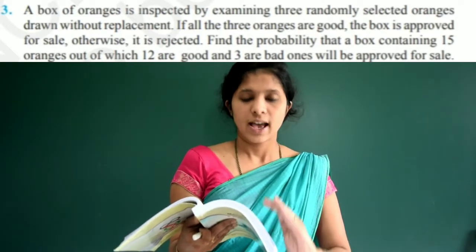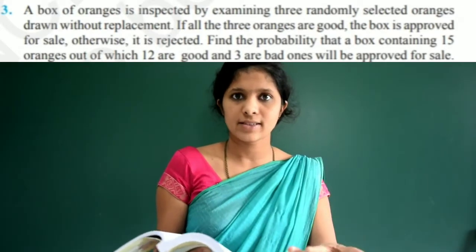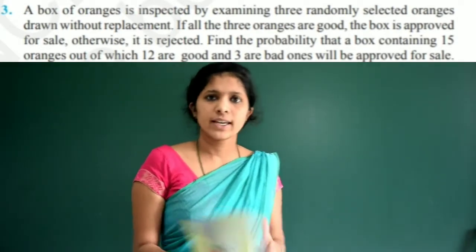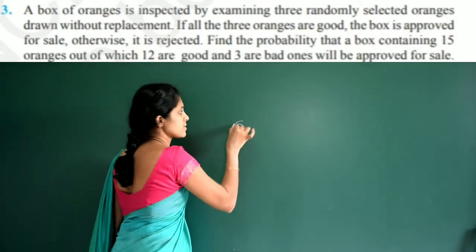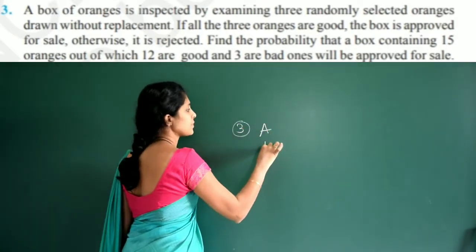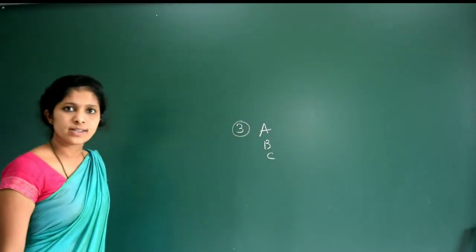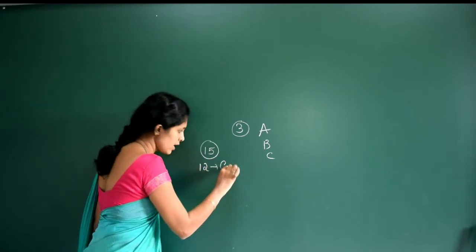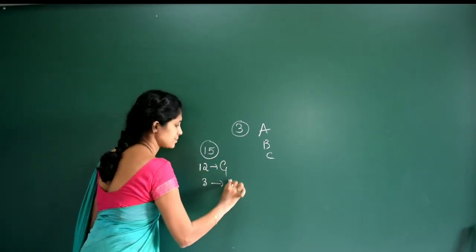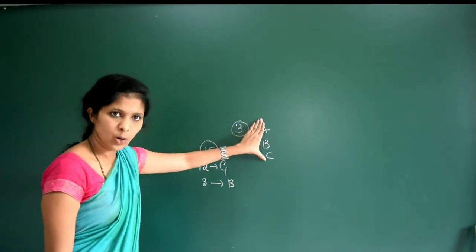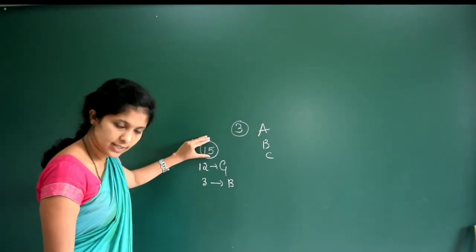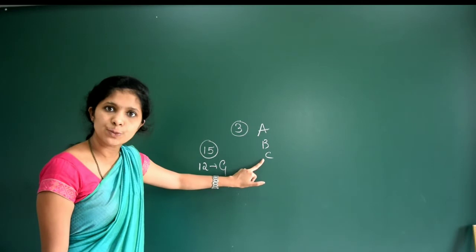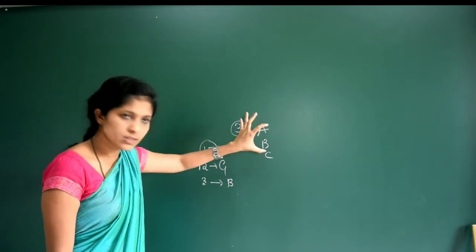Simple question this is. Actually there is no need to use that formula, we can say it directly. But since it is a theory problem, we need to use the method. See here, it is simple. We need to draw 3 oranges, first A, B, C. Total 15 oranges are there, of which 12 are good and 3 are bad. But all the 3 oranges should be good.